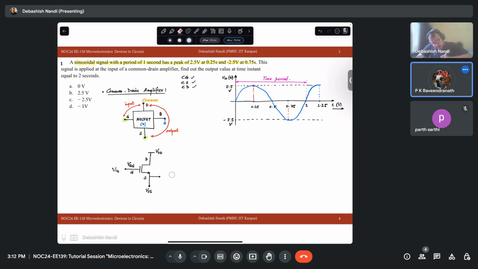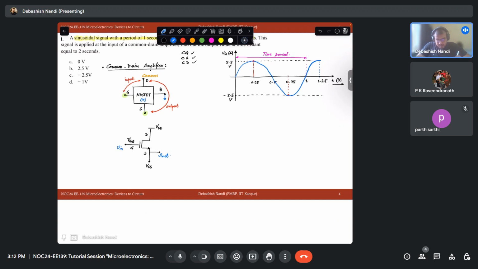Let me just write the small signal ones: V in, V out. So is this a common drain amplifier? You are probing your output between these, this is your V out. And V in is nothing but between these two. So this is how the large signal scenario is.